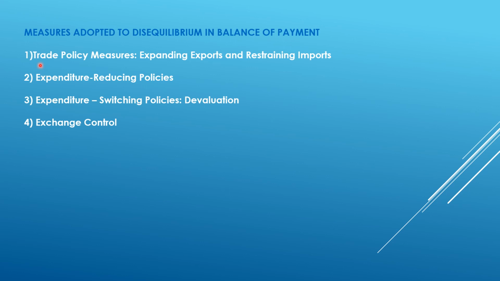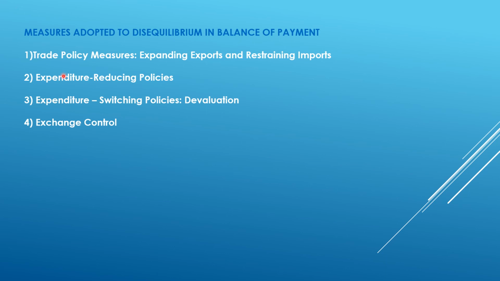The first measure is trade policy measures, expanding export and restraining import. Measures taken to expand exports are reducing export duties, decreasing interest rate on credit used to finance exporters, granting subsidies to export business, reducing tax rates and providing exemptions. So these are all measures which will help to fix the disequilibrium in balance of payment.